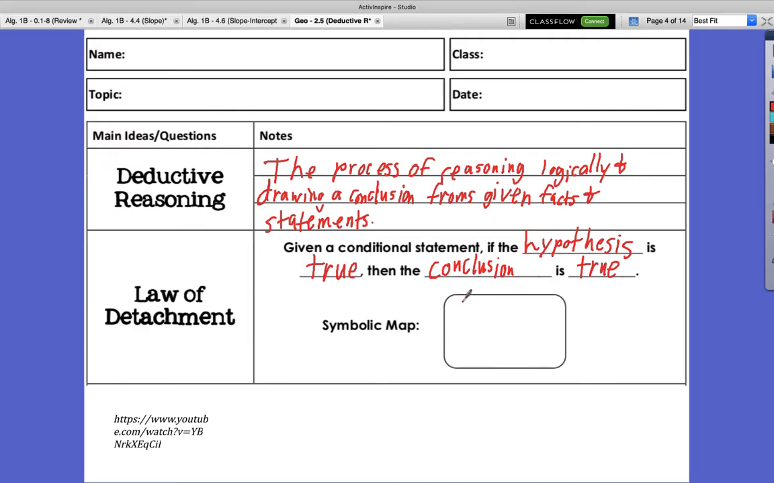In symbols, we can say we have our conditional statement, if P, then Q. P happens. So we have these three dots, which just mean therefore. Because we had our true conditional statement, if P then Q, and because P, the hypothesis, happened, therefore Q, our conclusion, will happen. Now I have a video here that I really think does a good job of explaining this law.